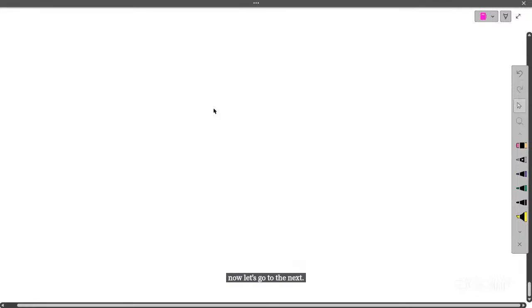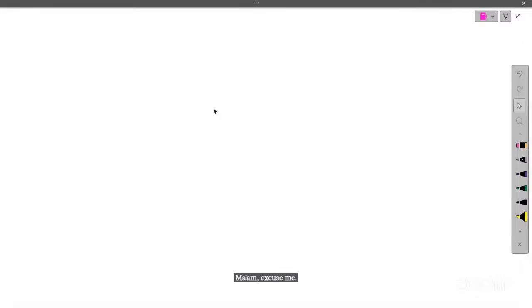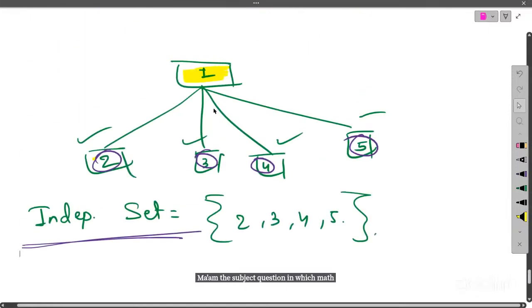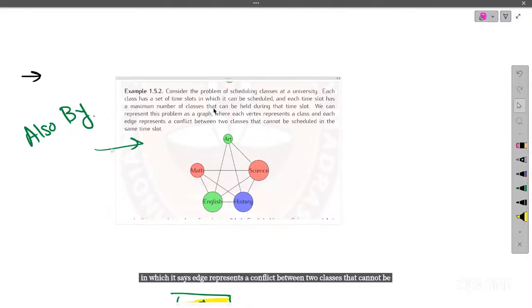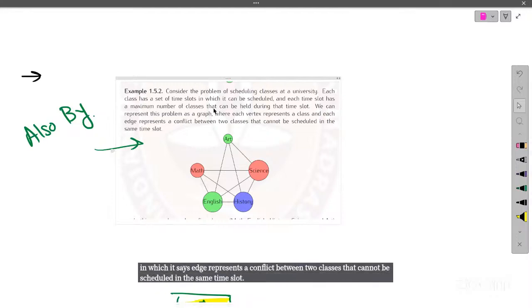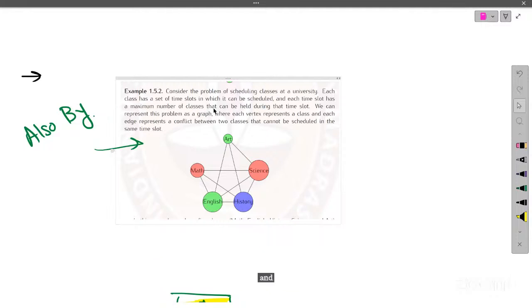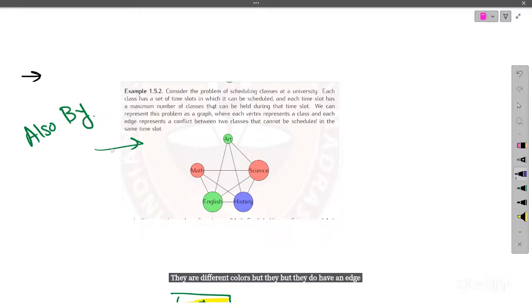Ma'am, excuse me. In the subject question, it says an edge represents a conflict between two classes that cannot be scheduled in the same time slot. And in the solution, they have put math and history in the same time slot. But math and history have an edge. They are different, meaning colors, but they do have an edge. So here how are they considering the graph?